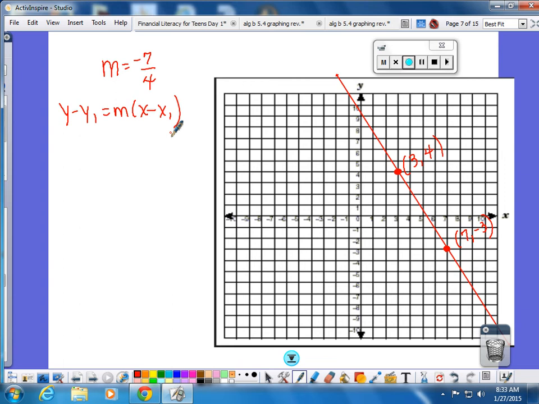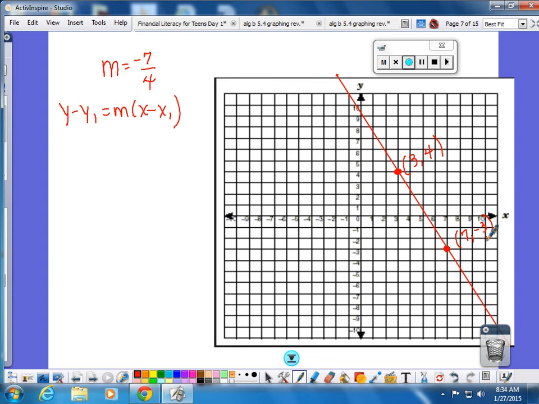Are you with me? Not really? So what I'm saying is, when you start to pick a point, some people will pick 3, 4, some people will pick 7, -3, but in the end, it won't matter, okay? Somebody's going to ask me that in a few minutes. Does it matter which one I use? Not at all. Now, I would probably use the 3, 4.